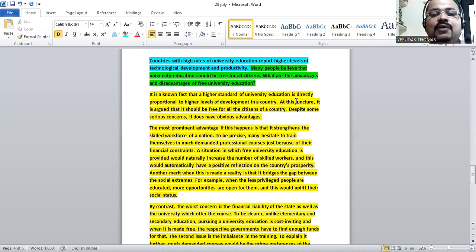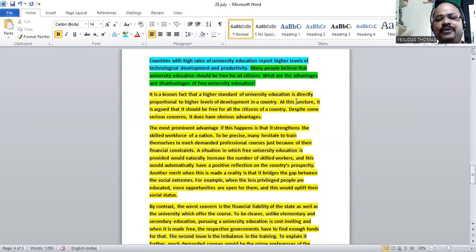So we do have a high level of technological development and productivity in a country where university education is higher. We have higher grades, higher standards of university education. In such countries, we do have higher technological development and higher productivity. So based on this particular fact, some people believe that university education should be free for all citizens.